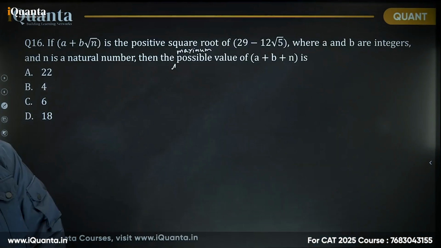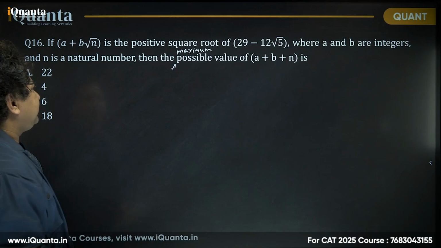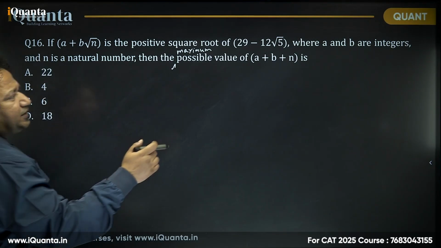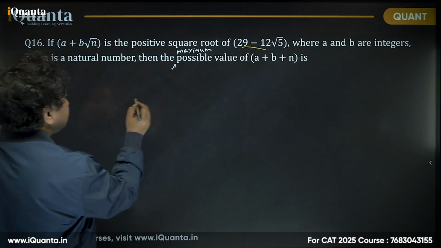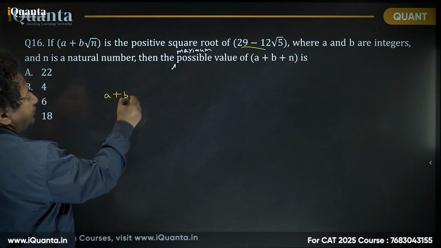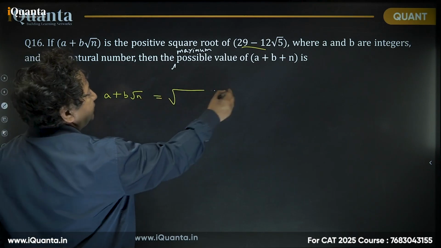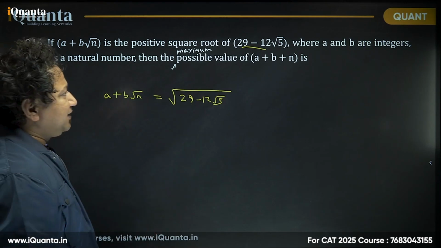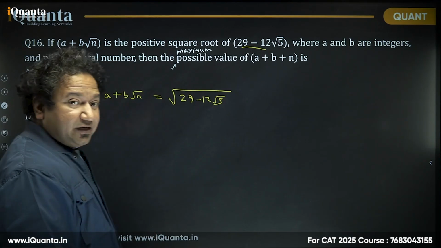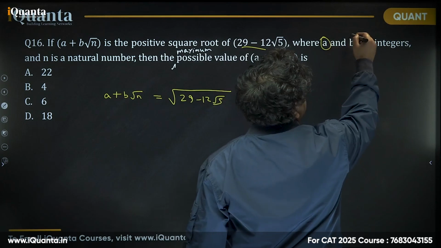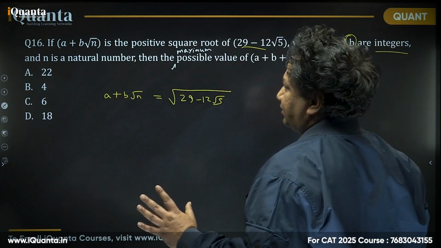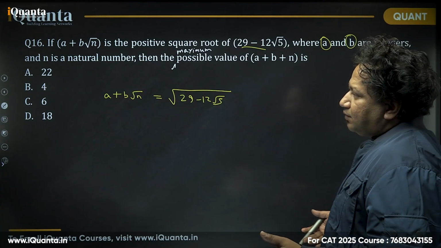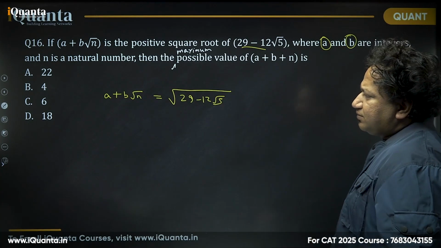Thank you. If a plus b root n is the positive square root of 29 minus 12 root 5, when they say positive square root, that means this can have a negative square root as well. So a plus b root n is the square root of 29 minus 12 root 5. All right, so we can calculate the value of a, b and n. But a and b are integers. Okay, so there have already been some limitations. A and b are integers for sure, and n is a natural number. So a and b can be negative or positive, while n is a natural number, n will be positive for sure. It's inside the root.